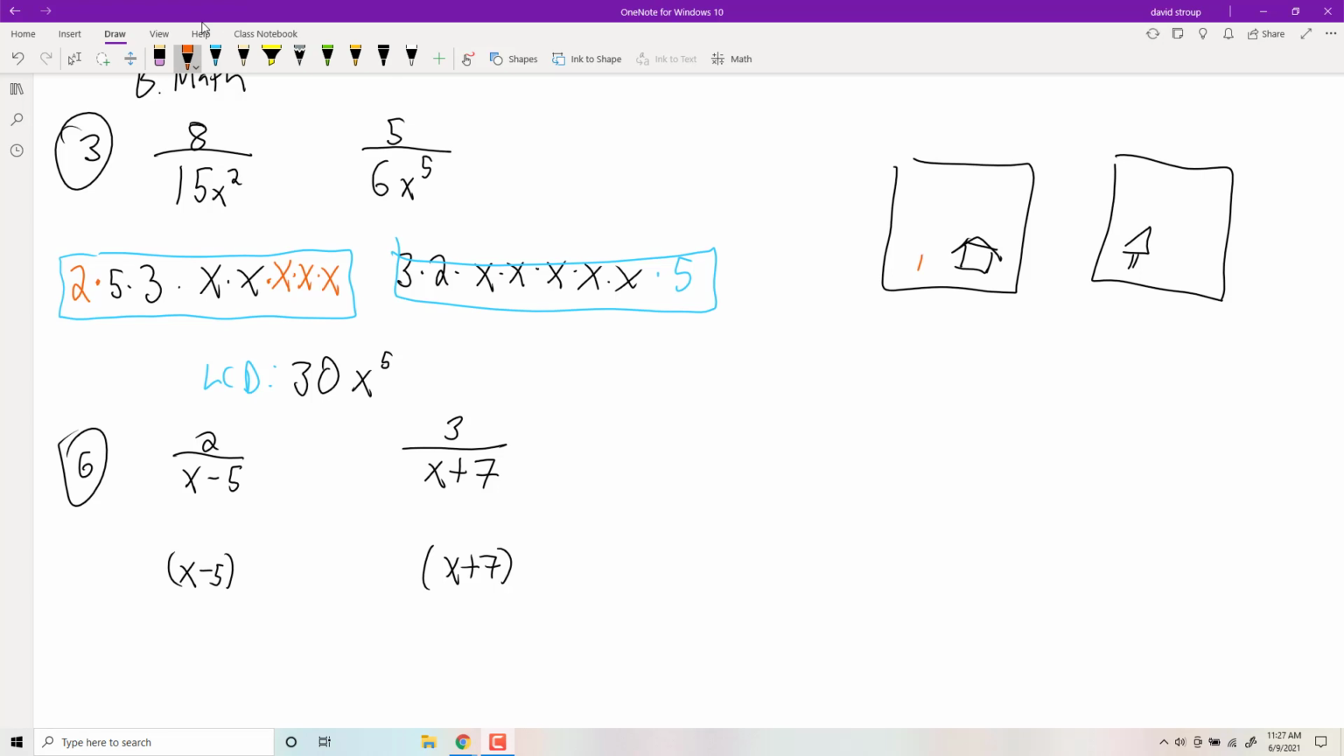So the first picture is missing the tree, so I'm going to need to multiply in a tree. The second picture is missing a house, and I butchered what a house looks like. I think I tried to draw a tree. I meant to draw a house.